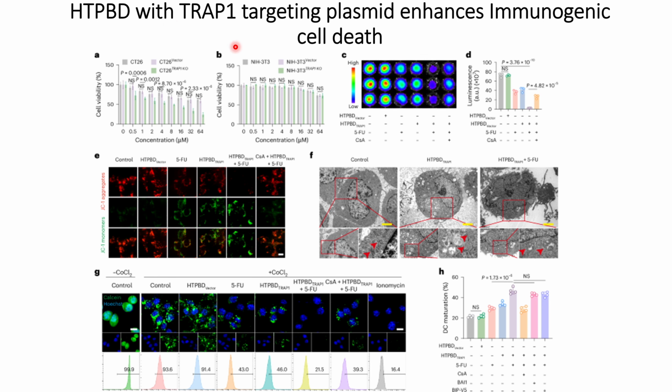HTPBDs with the TRAP1 targeting plasmid have a positive effect on other chemotherapies, such as inducing immunogenic cell death using 5FU, and that has been shown here.